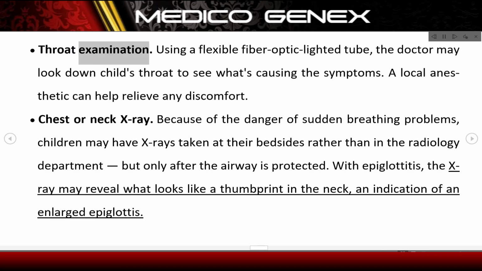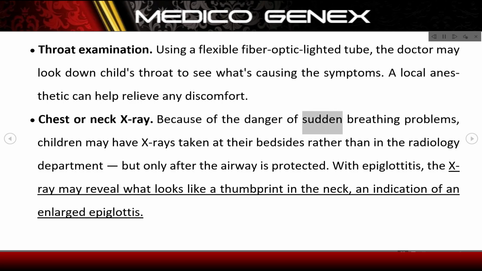Throat examination. Using a flexible fiber optic lighted tube, the doctor may look down the child's throat to see what's causing the symptoms. A local anesthetic can help relieve any discomfort. Chest or neck X-ray.